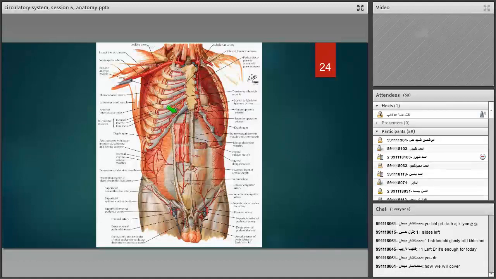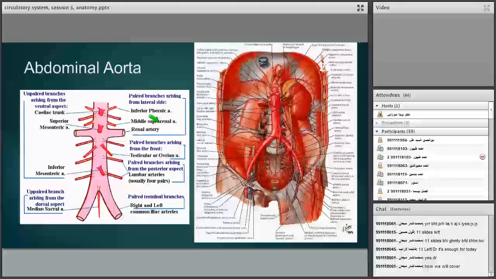It's the superior epigastric, and this is the musculophrenic. The superior epigastric is supplying the blood for the anterior wall of the abdomen and anastomosing with the inferior epigastric. And these are the branches of the musculophrenic in the intercostal space.